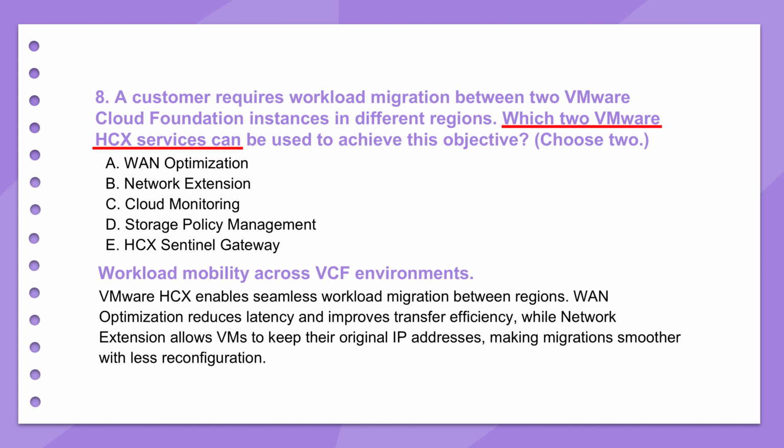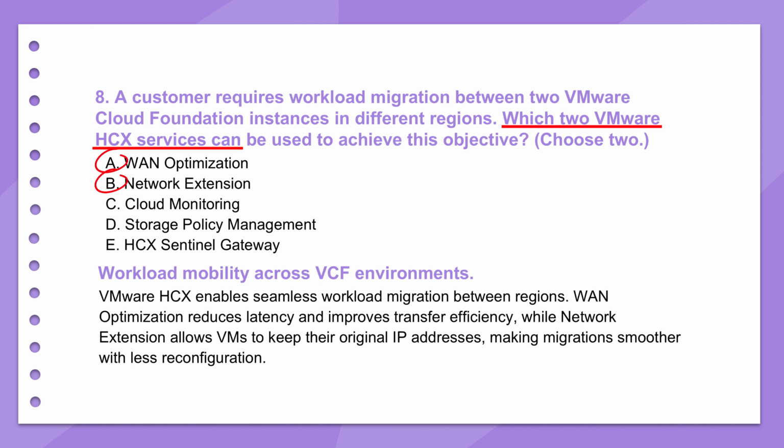Okay, HCX. And you mentioned two key services within HCX that are crucial for moving workloads between VCF instances. Right. For those big moves, especially over long distances, two HCX services are particularly important. One, optimization and two, network extension. Optimization tackles the performance problem. Moving terabytes of data over a wide area network, like across the country or overseas, can be really slow. Optimization uses various techniques like data deduplication and compression to speed that up significantly. Okay, so it makes it move faster.